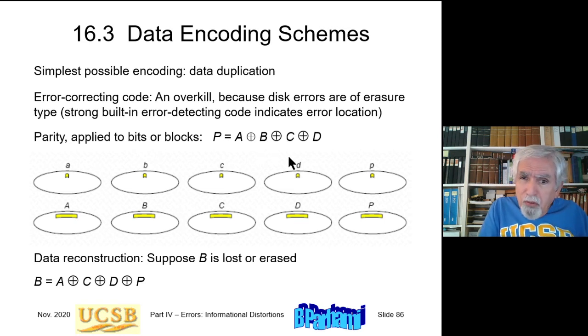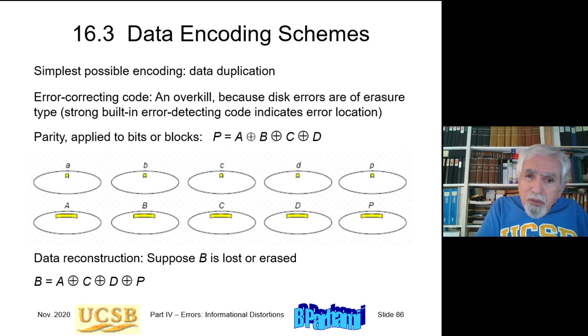So if you lose, let's say, the bit D, this disk crashes and you lose access to D, D can be constructed by XORing the others. The example given here is in terms of B. If B is corrupted and therefore you don't have access to this bit B, B is the XOR of A, C, D, and P. This is the property of parity computation.